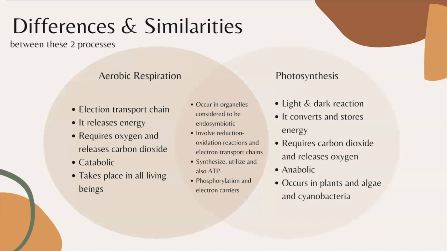There are two similarities between aerobic respiration and photosynthesis. Both photosynthesis and the respiration process produce ATP and involve energy production. The other one is they both involve reduction-oxidation reactions and electron transport chains. In photosynthesis, electrons are supplied by chlorophyll and protons accumulate in the thylakoid lumen. While in respiration, electrons are supplied by hydrogen carriers. Protons accumulate in the intermembrane space.